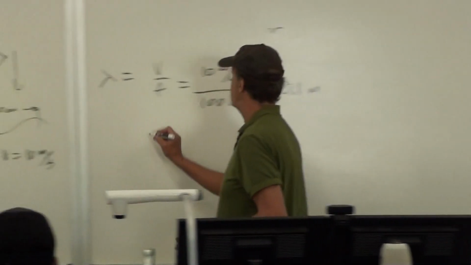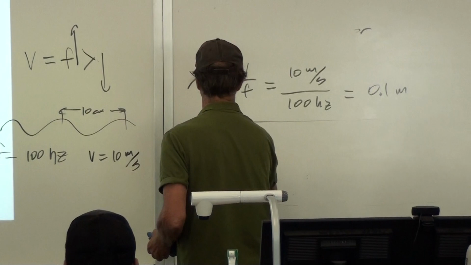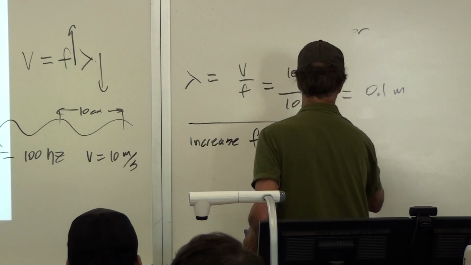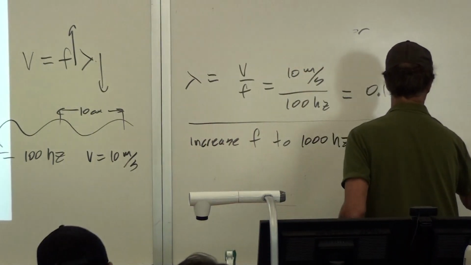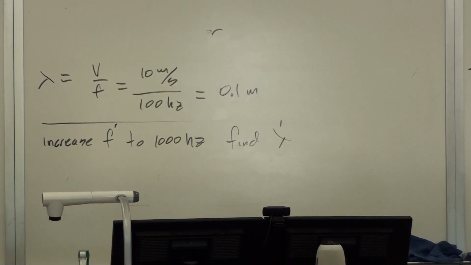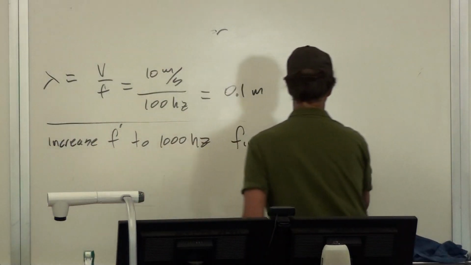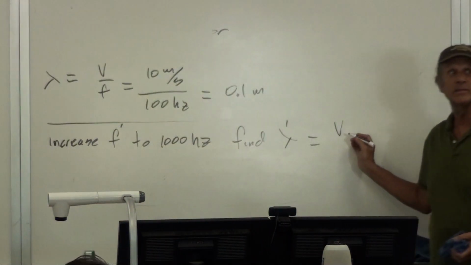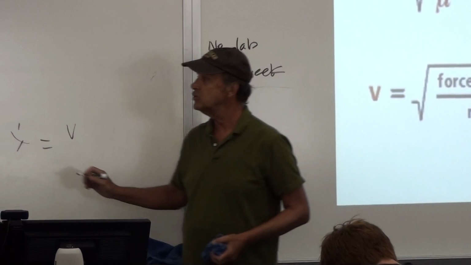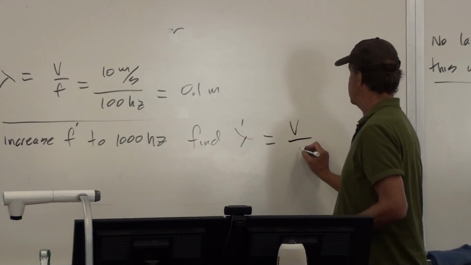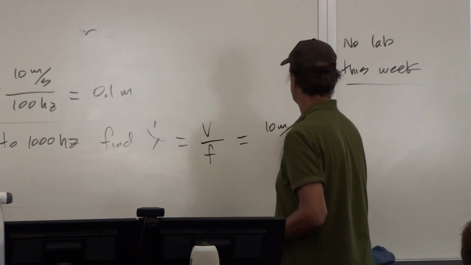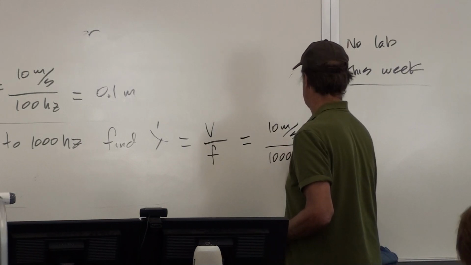What if I say now, increase the frequency to 1,000 hertz? Let's find the new wavelength. So we'll call this f prime, 1,000, and let's find lambda prime. So now our lambda prime is going to be equal to the velocity. But remember, that hasn't changed. Just because we've changed the rate at which we're shaking the medium, that's not changing the velocity. But it is changing, of course, the frequency. And so then this is going to be 10 meters per second divided by 1,000 hertz.